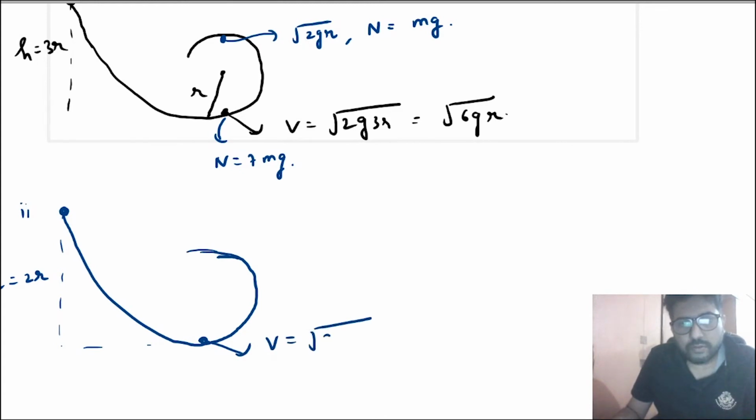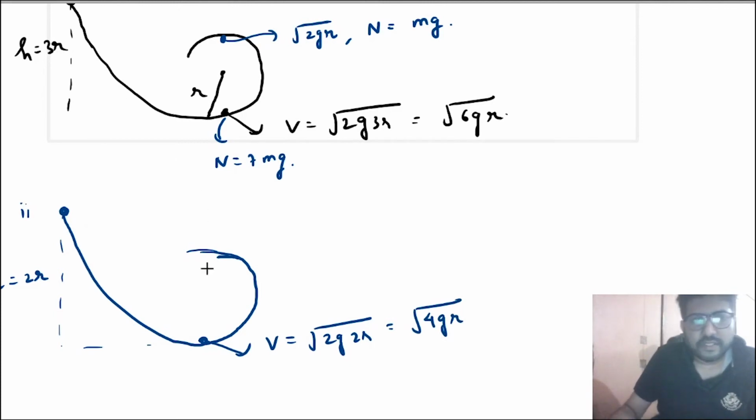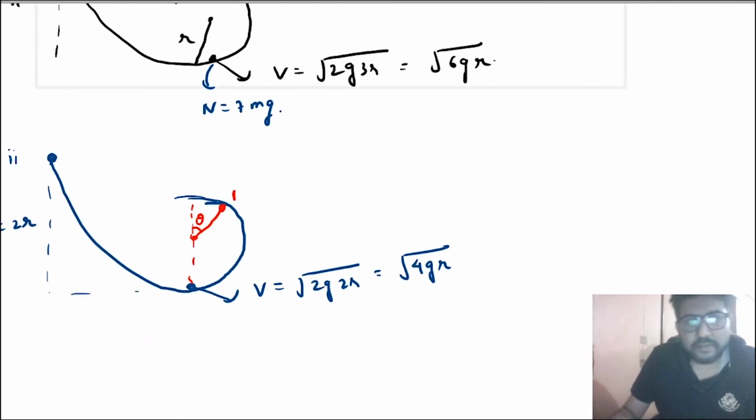root 2 g 2r, that is root 4 gr. Now you know that this is not sufficient. If this is not sufficient, it will lose contact. Suppose at this point, we need to find this angle. Now at this point the normal becomes 0, but the velocity is there, and the velocity is root gr cos theta, right? So the velocity at this point is root gr cos theta.